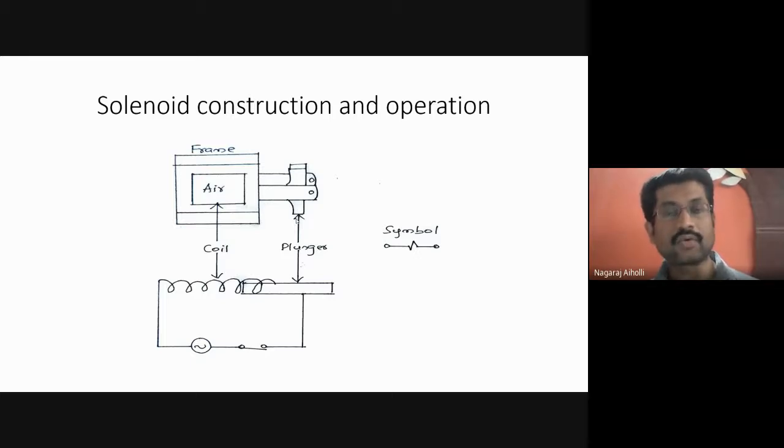Just like how the transformer is laminated to reduce the eddy current, similarly here, to reduce the eddy current, the frame and the plunger are made up of laminations. This eddy current is the current which is induced in the form of circular loops. The disadvantage of this eddy current is that it produces a lot of heat energy, and because of this, there is power dissipation and less efficient working of the solenoid.